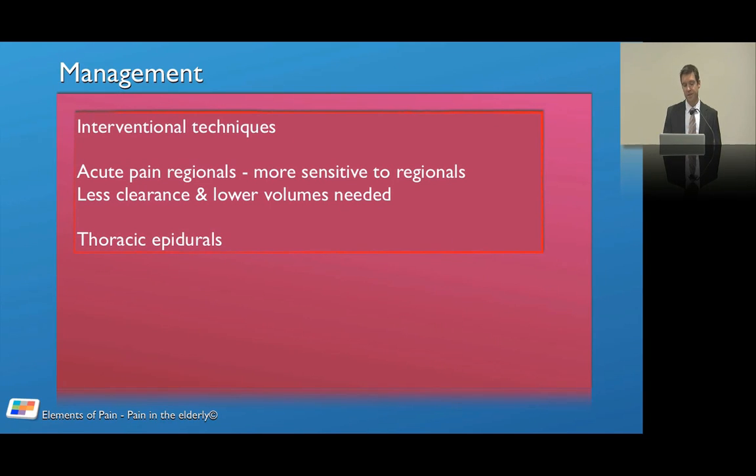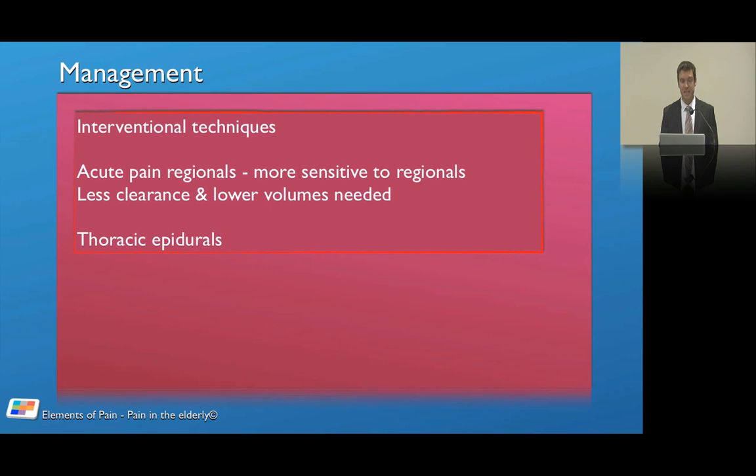I just want to briefly mention interventional techniques. Consider them, use them in the elderly, because anything to stop the polypharmacy, to reduce polypharmacy, drug interactions, complications, cognitive dysfunction, because if you fill a patient up with sedatives, it's going to change their cognition, and they don't want that. So consider interventions, whether they be in the chronic setting or the acute setting. Remembering in the acute setting they may be more sensitive to regionals because they might have less clearance, less renal function of local anesthetic, so you might need low volumes. Bottom line, start low, go slow.